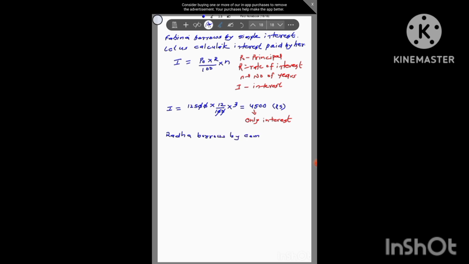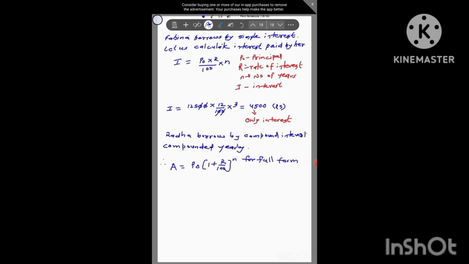And Radha borrows by compound interest. Okay, compounded annually, an important point, compounded annually or yearly, at 10%. So we write the formula for amount. See here, this is amount, and in the above case that was only interest. Remember that point first. Okay, A is equal to P0 into 1 plus R upon 100 raised to N.